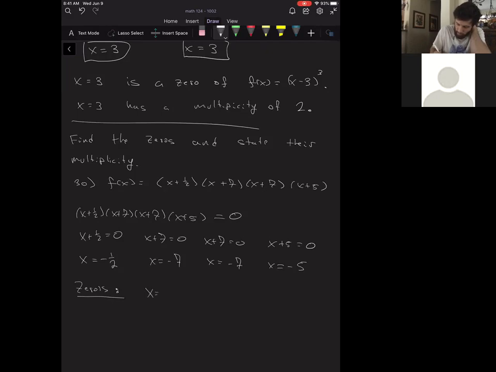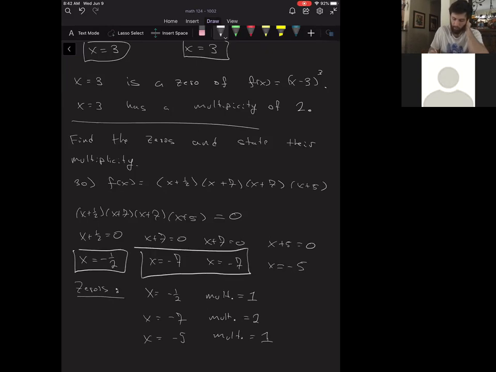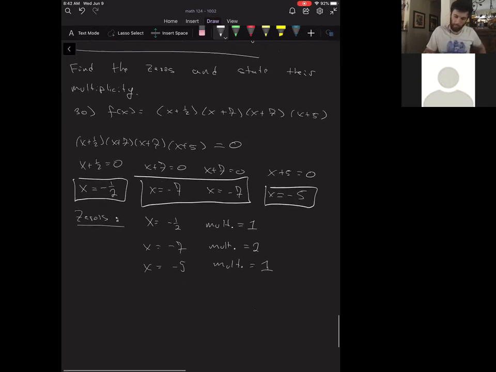We have x is equal to minus 1/2, and the multiplicity is 1, because there's only one of those. We have x is equal to minus 7, and the multiplicity is 2 because we have two of those. And we have x is equal to minus 5, and the multiplicity is 1 because we just have one of those. So you see there's one x plus 1/2, two x plus 7s, and then just one x plus 5.